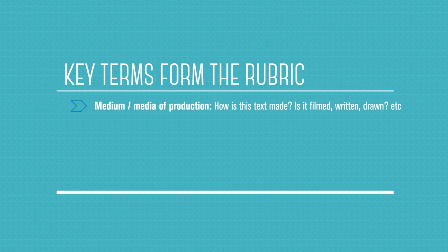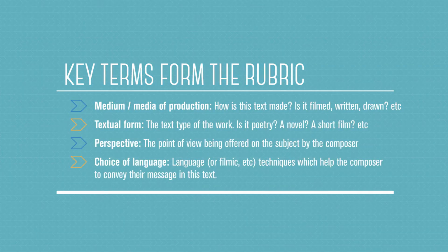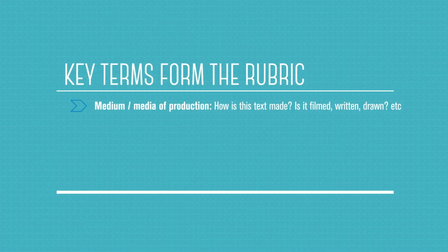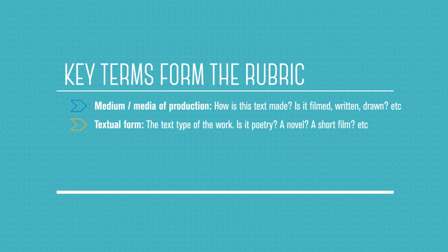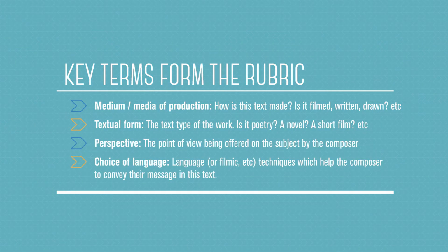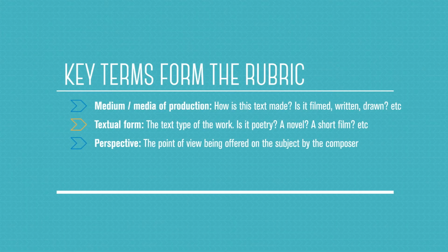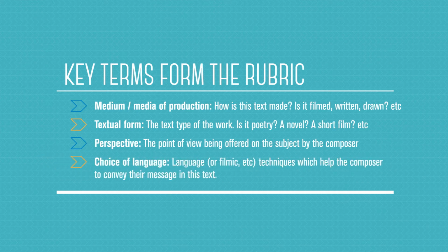So what are the key terms in the rubric? We said earlier, the medium or media of production. How is the text made? Is it filmed, written, drawn? What are the key parts? The textual form: is it a poem, a novel, a short film, etc., and why this choice by the composer? Whose perspective? What's the composer's? How does he or she see the world and why? And what choice of language is made to convey the message?